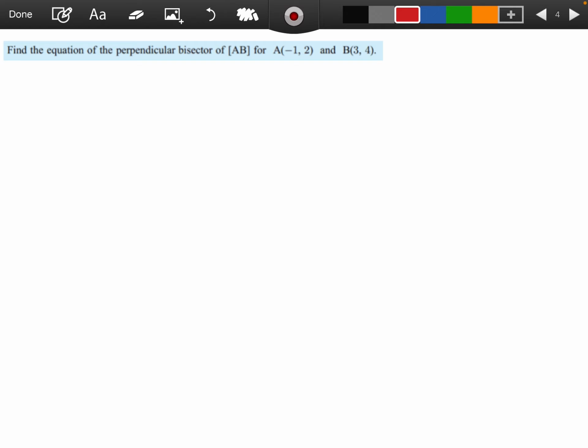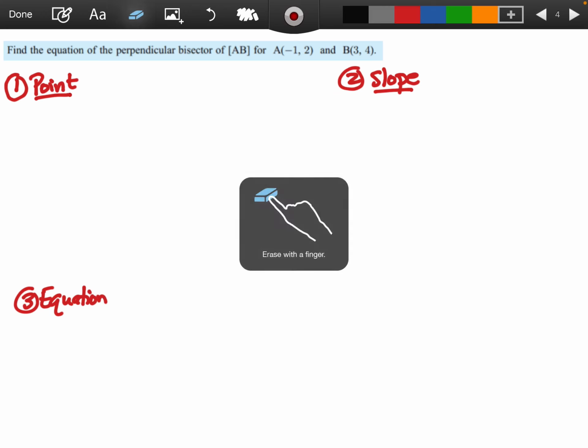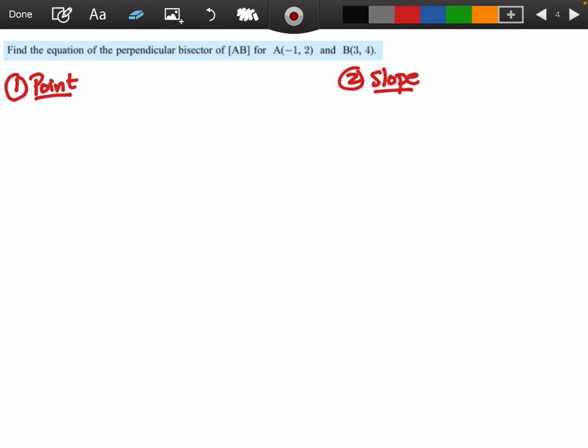So again, remember, you need to figure out a point on the line, and you need to figure out the slope of the line. And then once you have those two things, then you can do the equation of the line. So whether you do point or slope first doesn't really matter. So I might actually erase this and save it for the next page.